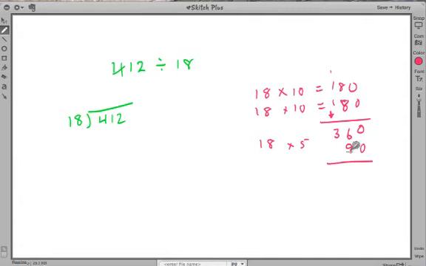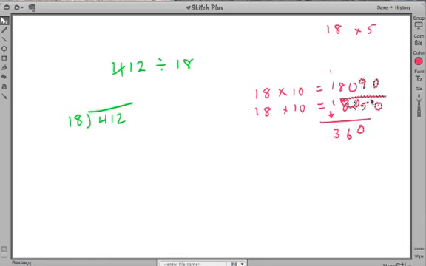And 360 plus 90 actually ends up being 450, and we went over our 412. So we're not going to be able to use the 18 times 5. Get rid of these, put the garbage up there. We're going to have to use something else. And I think it makes sense, if we can't use 10, we can't use 5. We use either 1 or 2.